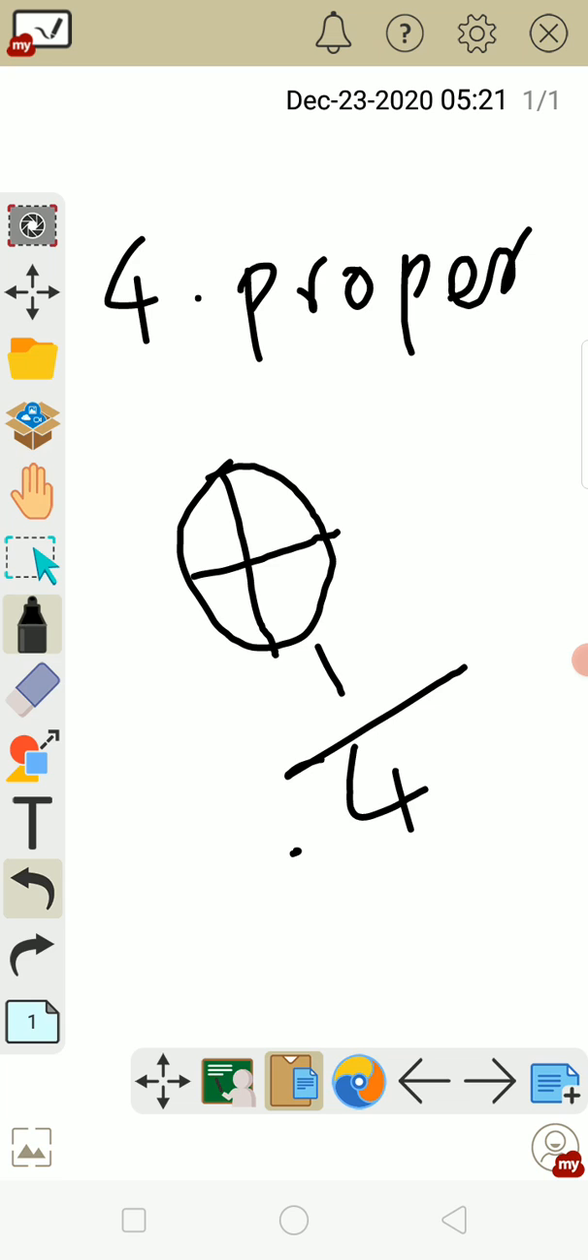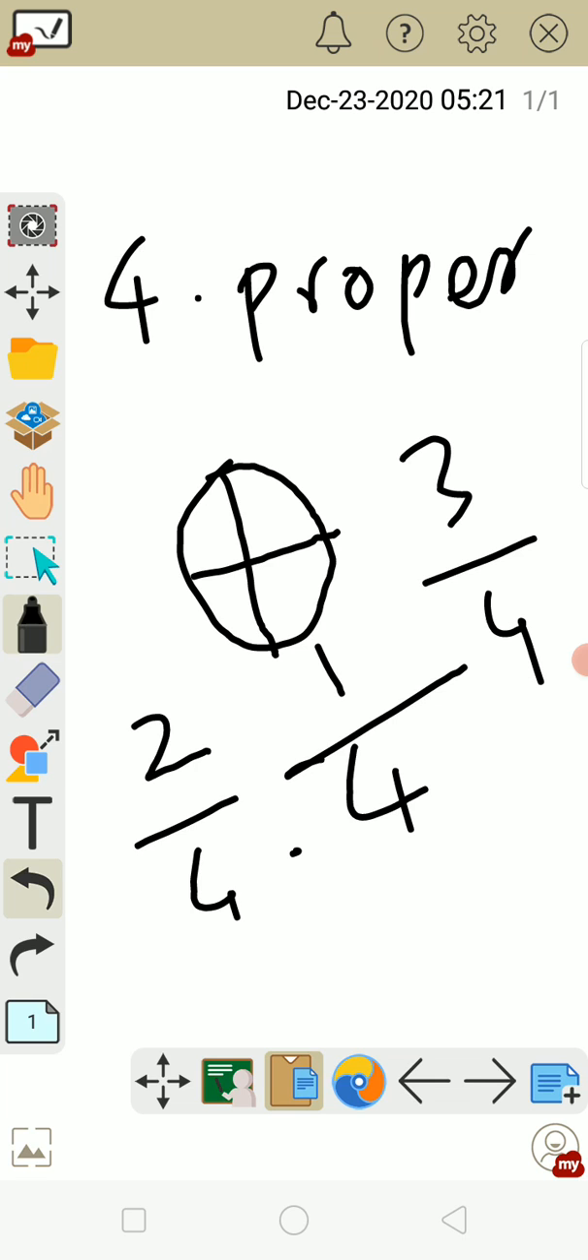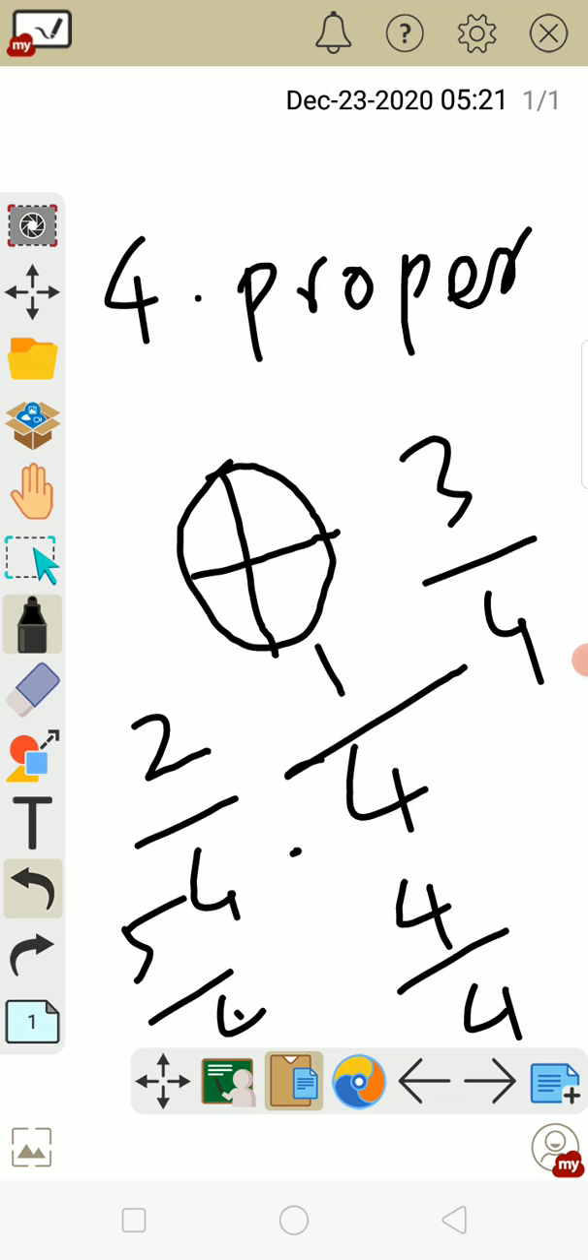If you eat 2 pieces, how will you write it? 2 upon 4. If you eat 3 pieces, how will you write it? 3 upon 4. If you eat 4 pieces, how will you write it? 4 upon 4. Okay, this is possible. But what about 5 by 4? Is this possible? How? Only 4 pieces are there. Can you eat 5 pieces?